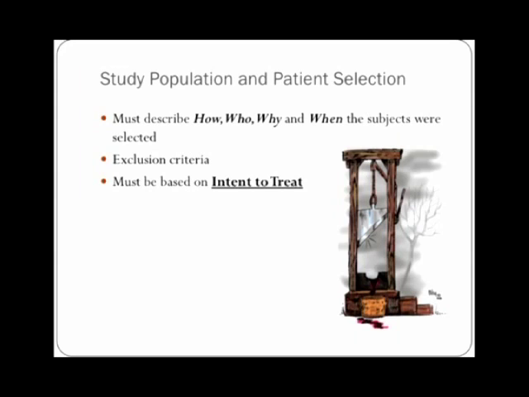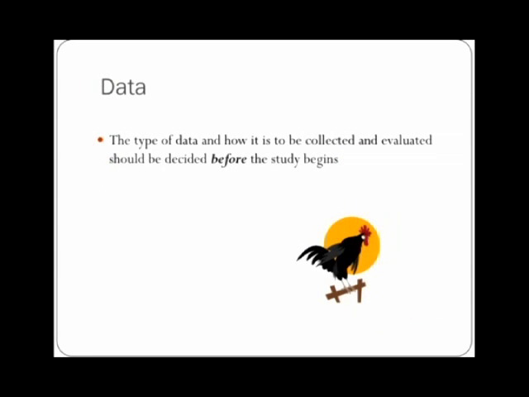And so intent to treat and crossover in trials are two things that make them incredibly hard to evaluate. Well, the type of data and how it's collected and evaluated should be described before the study begins and not after it. And you really should adhere to the principles that have been determined prior to the study on these collections.